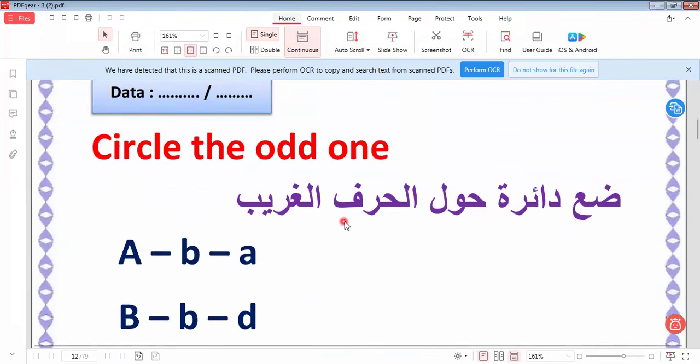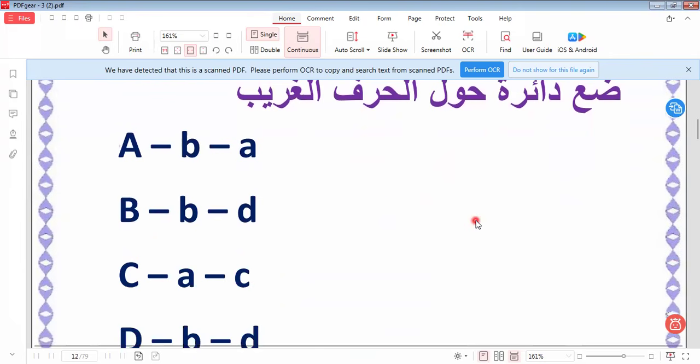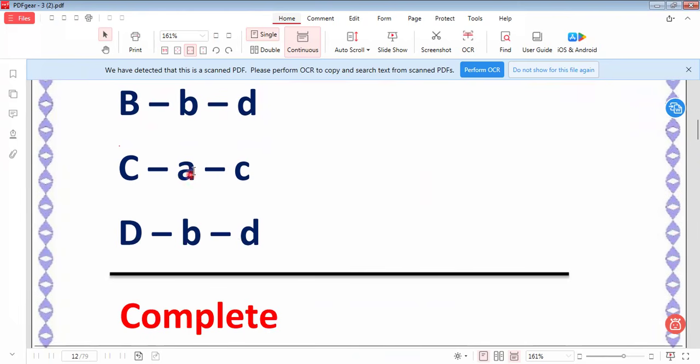So in this exercise, we select the different letter from this letter. Here is capital A and here is small a. So the different one will be B. Here is B capital and B small, and this is the different D. C capital and C small, and the difference here will be A. The difference here will be B.